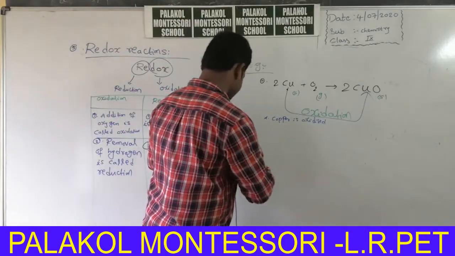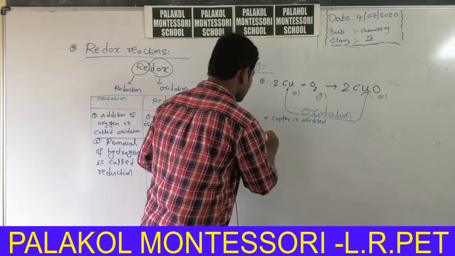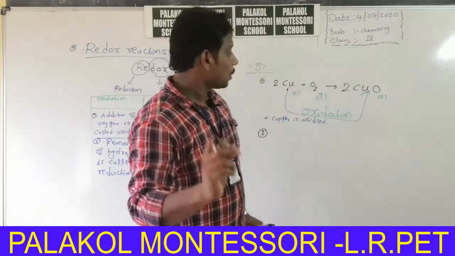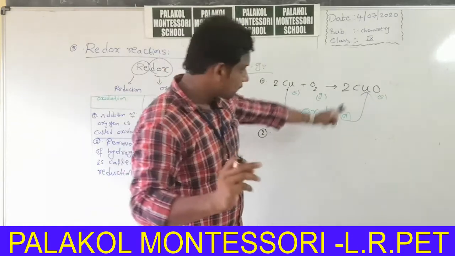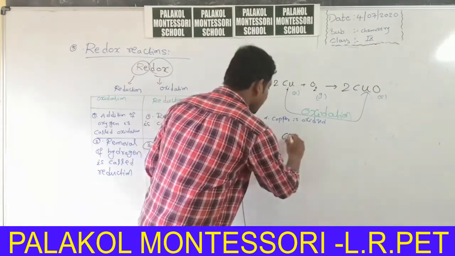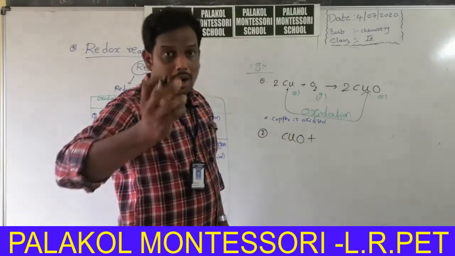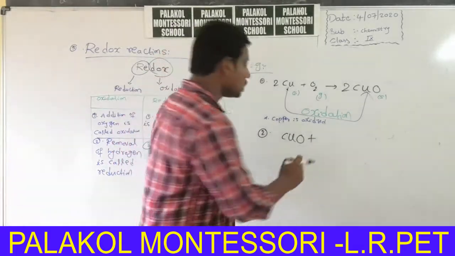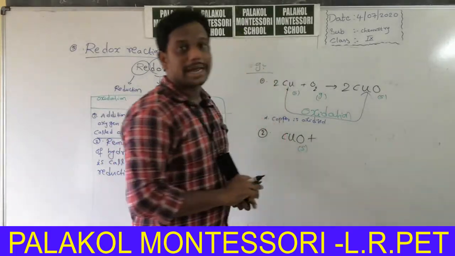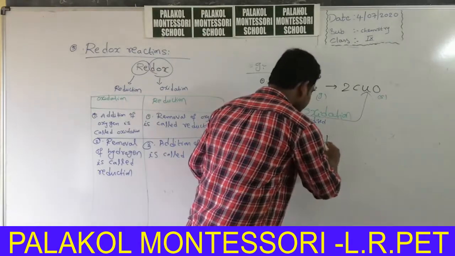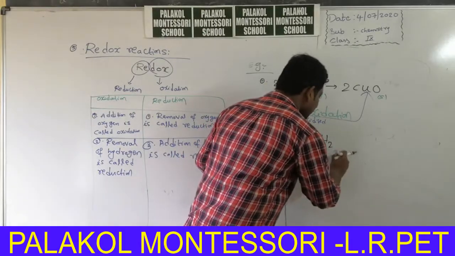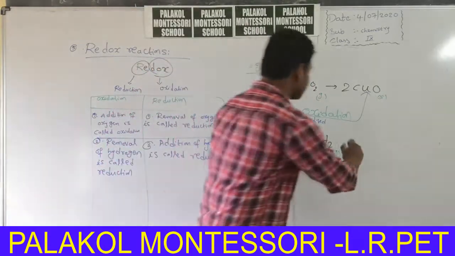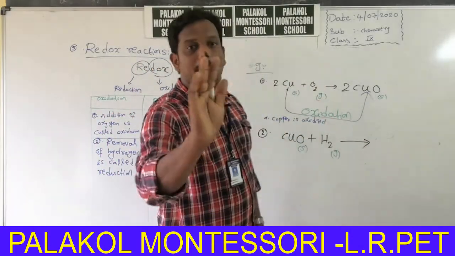Another example. It is a black colored powder. When you pass hydrogen gas through this black colored powder, that means when copper oxide reacts with hydrogen gas, what is the state of copper oxide? Solid state. When copper oxide reacts with hydrogen gas, which is present in gaseous state, it changes into copper and water vapor.